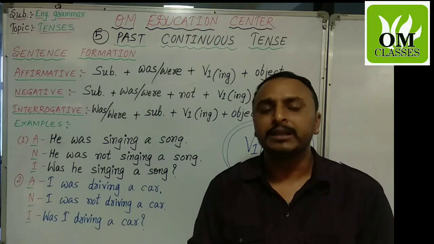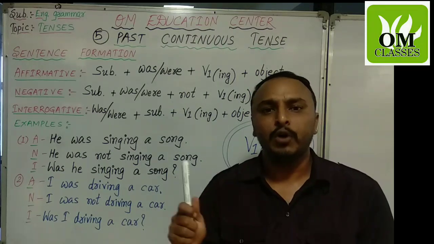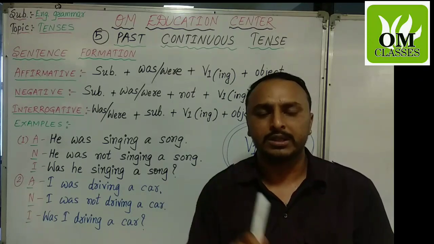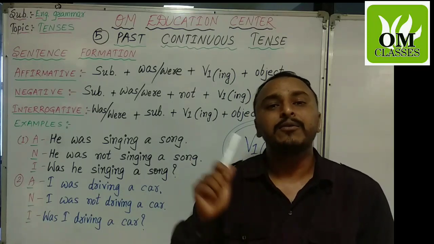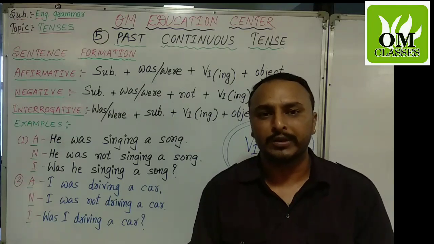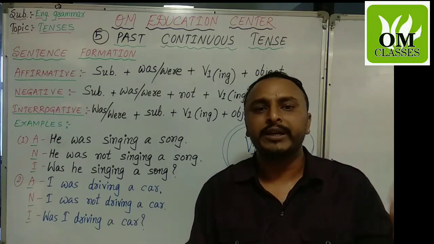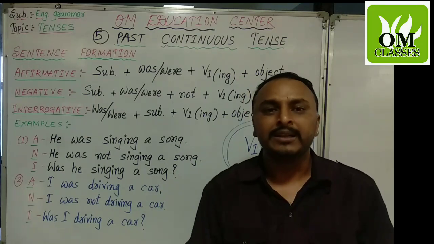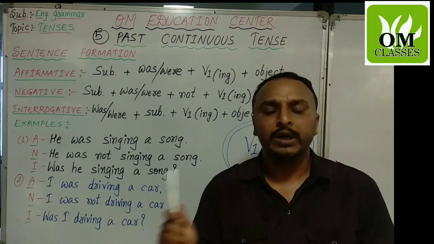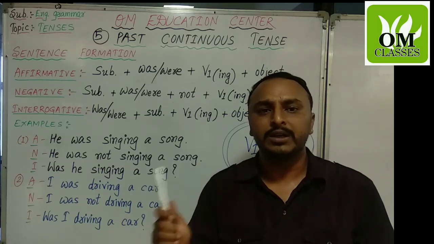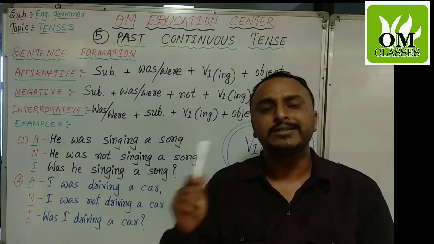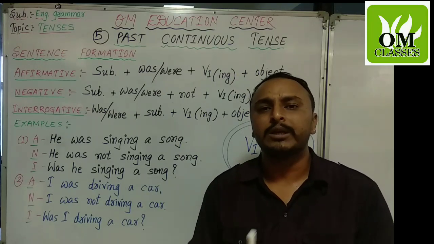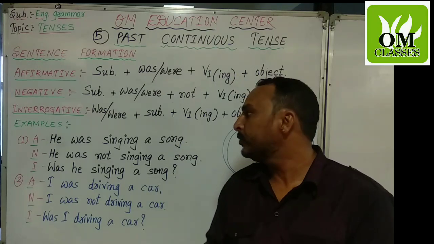Let me revise it. He was, she was, it was, a boy was, a girl was, a student was, I was. So was is used with all singular subjects including he, she, it and I. Now were is used like we were, you were, they were, boys were, girls were, students were. And apart from that, for all plural nouns and plural subjects, we use were.